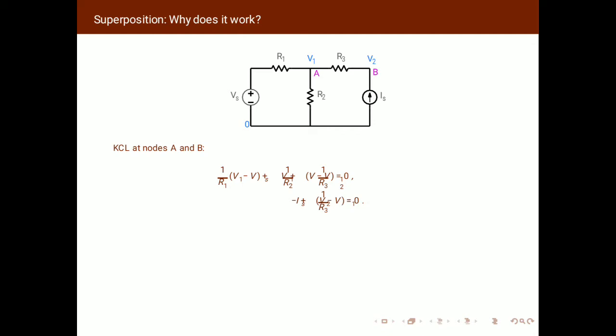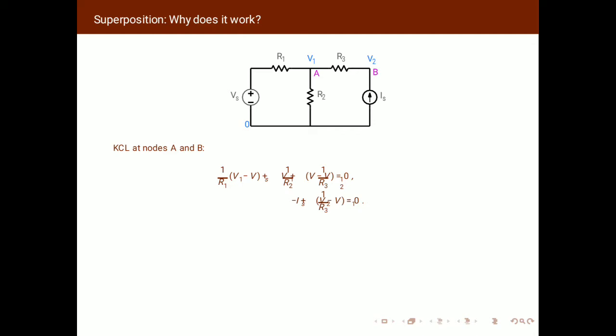At node A, once again I shall repeat: V1 minus Vs divided by R1, plus V1 by R2, plus V1 minus V2 by R3, equal to 0. This is across the node or junction at a point. Now at point B, the junction: V1 is at node A and V2 is at node B.